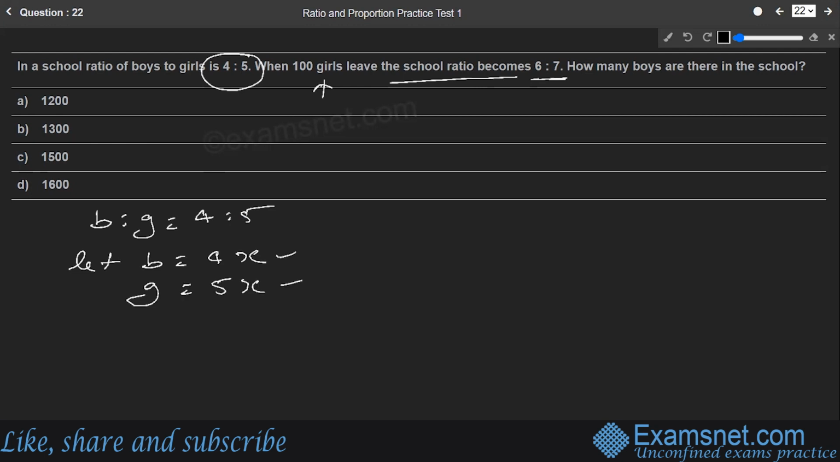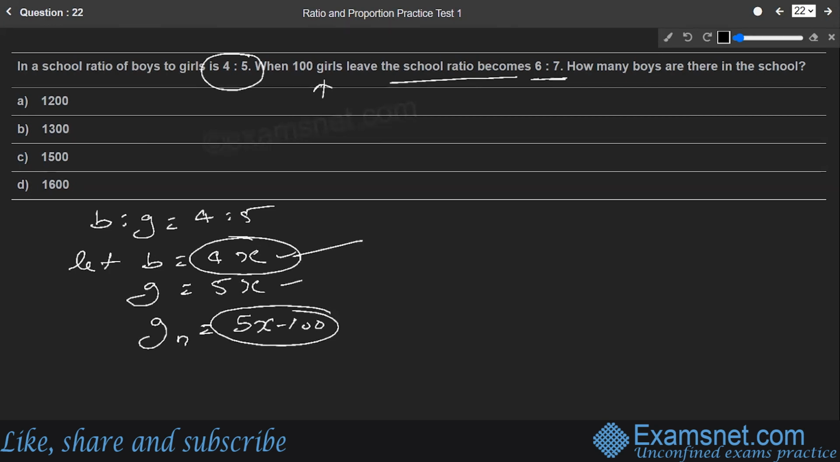Then they say 100 girls leave the school. So if 100 girls leave the school, what is the new girl strength? It is 5x minus 100. That is the new girl strength. And the new boys' strength is the old one only, because there is no change done on the boys' strength. Now they say the new ratio should become 6 is to 7. So we'll write 4x divided by 5x minus 100 should be equal to 6 by 7.